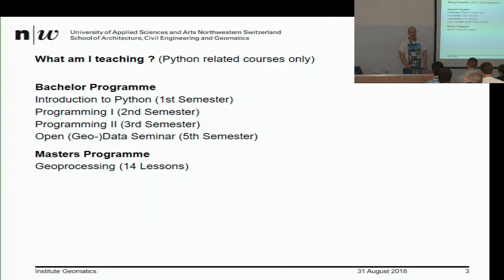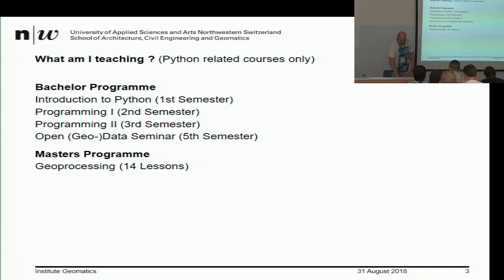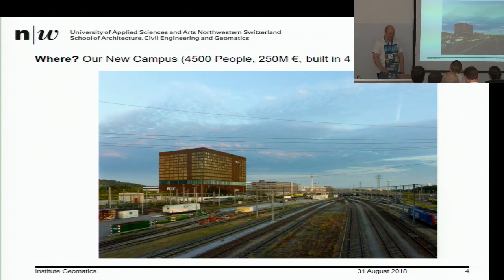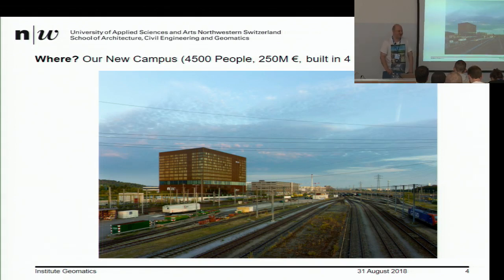I want to talk about one course. It's in the master's program. It's called Geoprocessing. It's around 14 weeks, and let me show you where. I'm usually teaching at our brand new campus. It has space for 4,500 people, including students, cost 250 million euros, and has been available since 2 weeks ago.